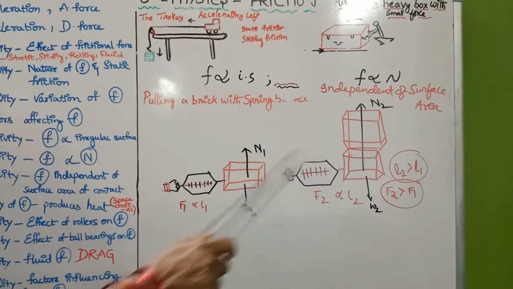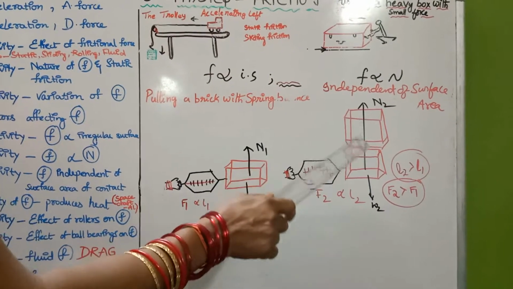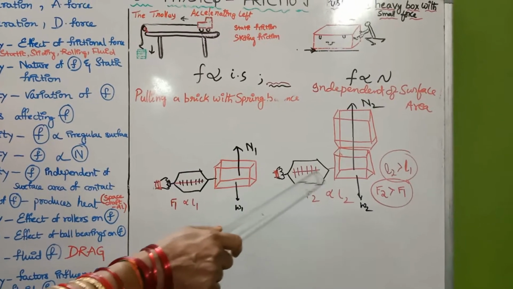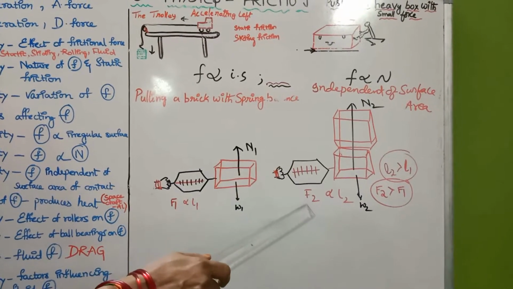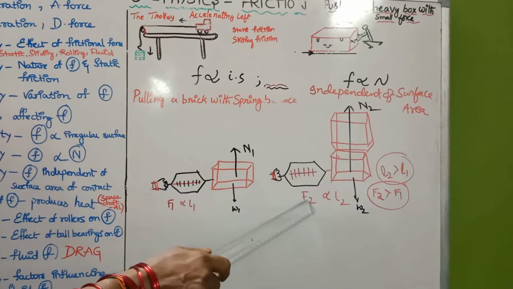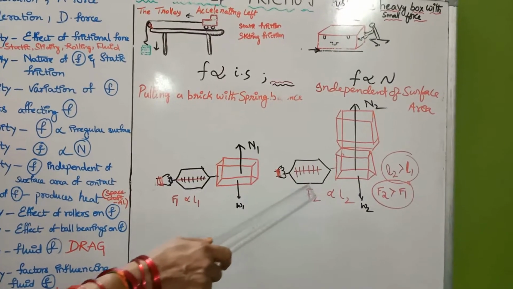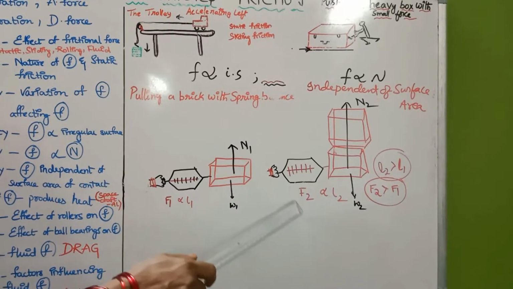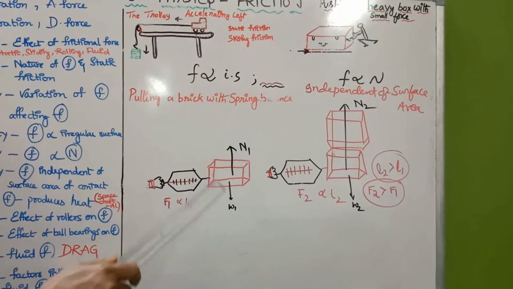Now do the experiment by placing another brick over it, and here also you measure the length of the spring balance, and the force applied here is F2. F2, the force applied when the two bricks are placed one over the other, is always greater than that needed to make the single brick move.